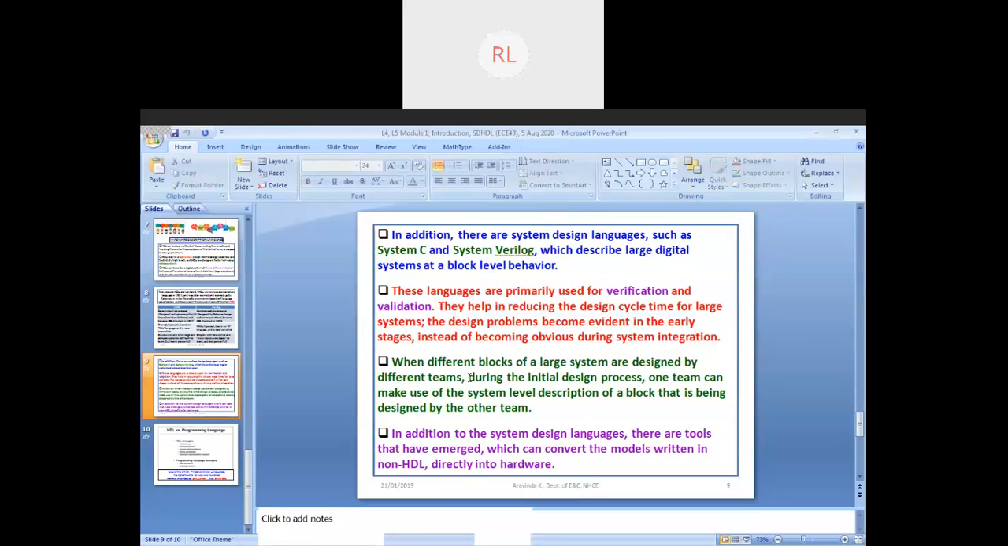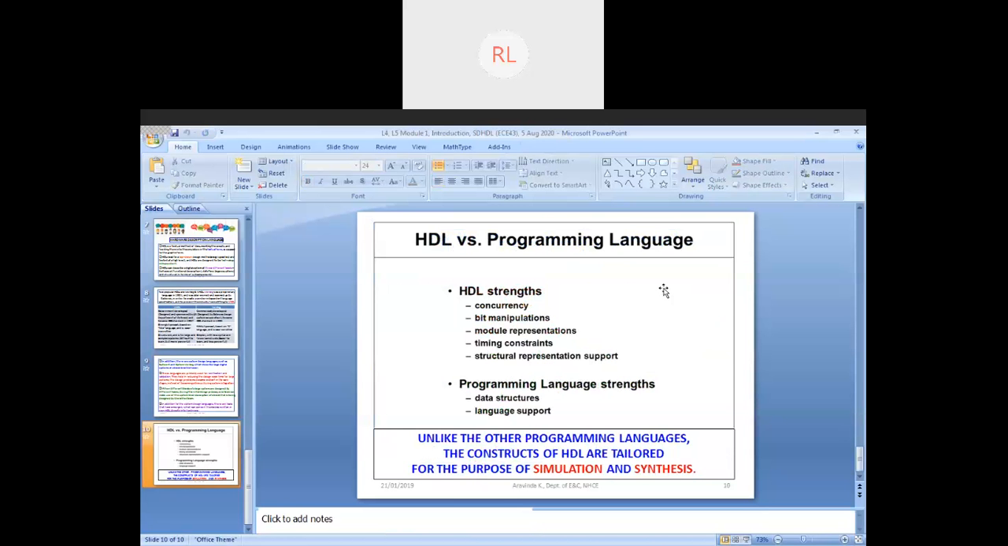Different blocks of a large system are designed by different teams during the initial design process. One team can make use of the system level description of a block that is being designed by the other. So here co-design is needed. Say for example, team A is designing something, then team B should be able to use it. It is not that whatever they design is going to be specific and unique to themselves. It should be teamwork, wherein any module that is designed, they should be able to call and use. In addition to system design languages, tools have emerged which can convert models written in non-HDL directly into hardware. So there is some software where you can directly convert whatever code you have into specific hardware.